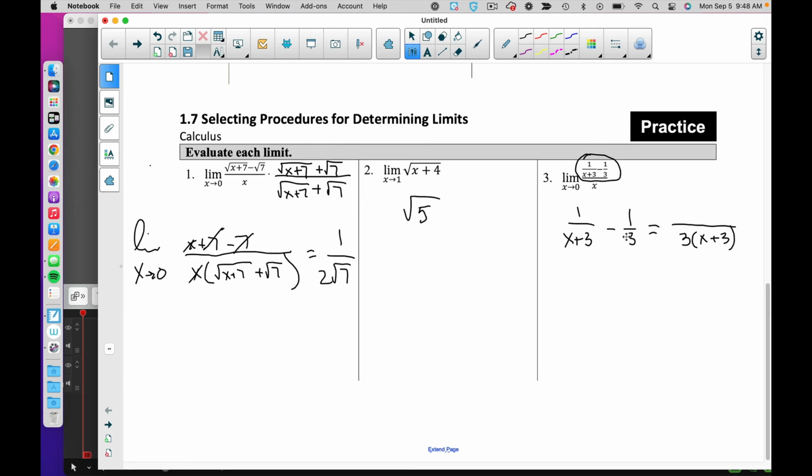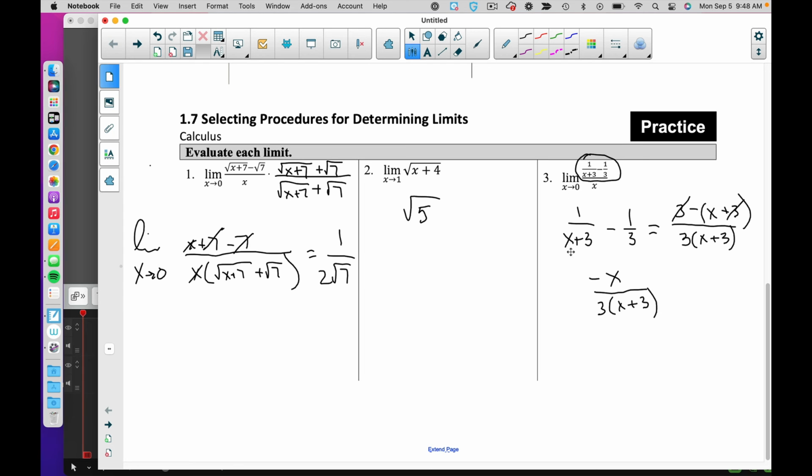So basically it kind of looks like this. This gets multiplied by 3. I've got a minus, and then this 1 gets multiplied by x plus 3. And if I do some simplifying, I distribute my negative, I get a minus x. I get a minus 3, which means those will cancel. So it leaves me with a negative x over 3 times x plus 3.